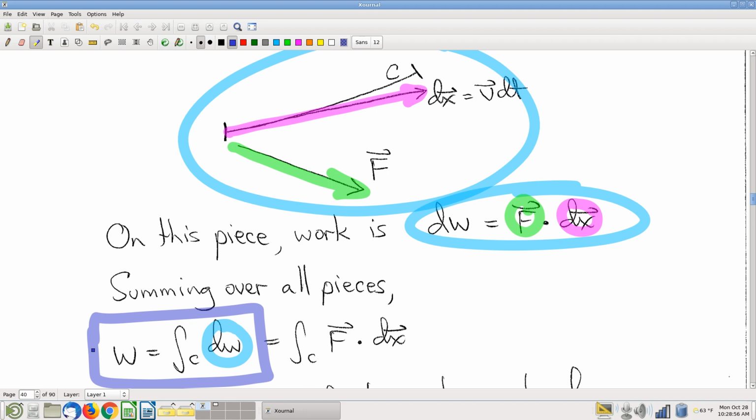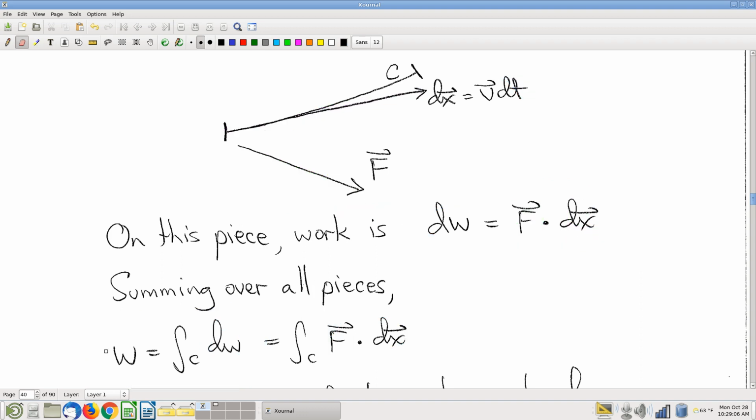And don't forget we have our formula here for dW. It's F dot dx. And there we go. This is a shorthand, of course, but it is a pretty reasonable shorthand for a Riemann sum representing how we would compute the amount of work that it takes to move along that curve. How we doing? Everybody on board? Chop it up, add it up, right?